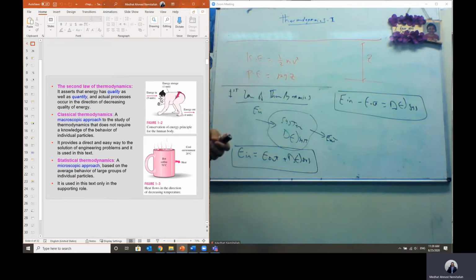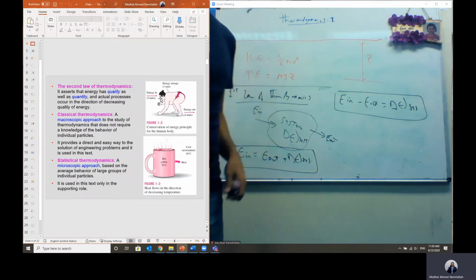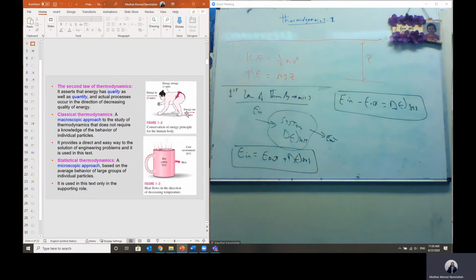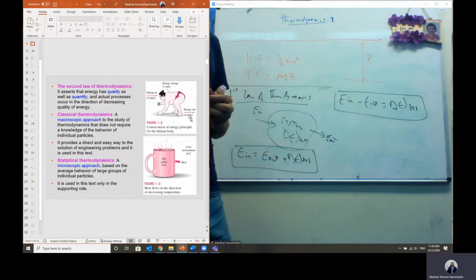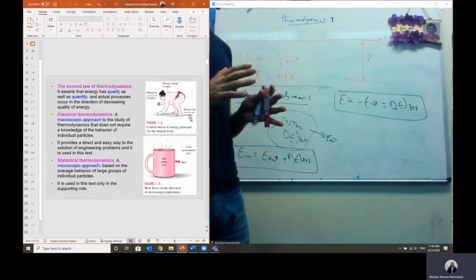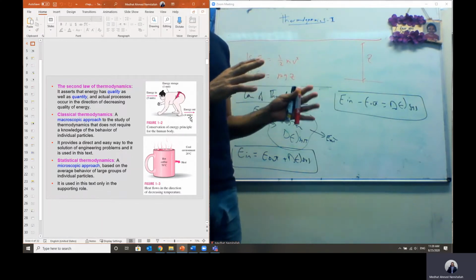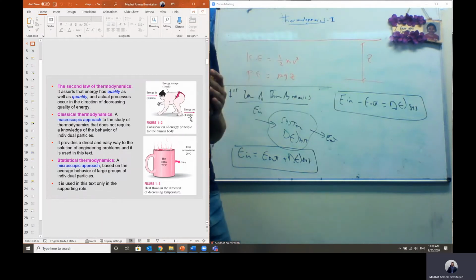Here is an example. As you can see, this samurai here has energy input equal to 5 units. He consumes 4 units of energy leaving his body in terms of activities or something. Then he's storing 1 unit of energy within his body in the form of fat, because energy cannot be created or destroyed. As we have 5 in and only 4 out, that means 1 unit is remaining within his body.